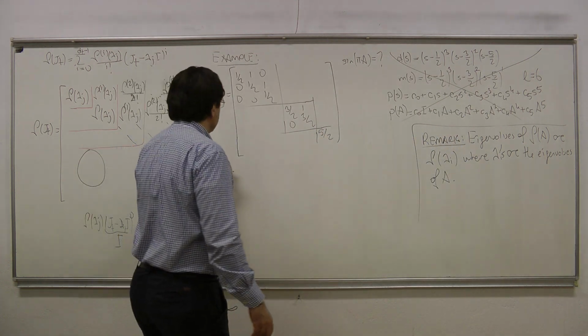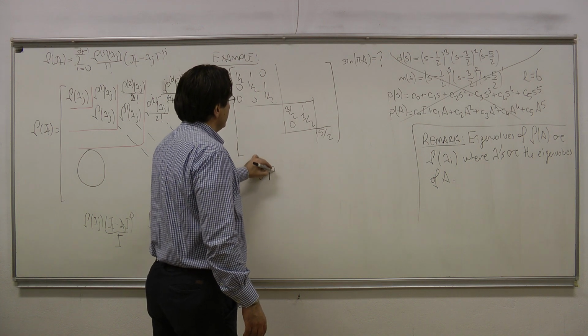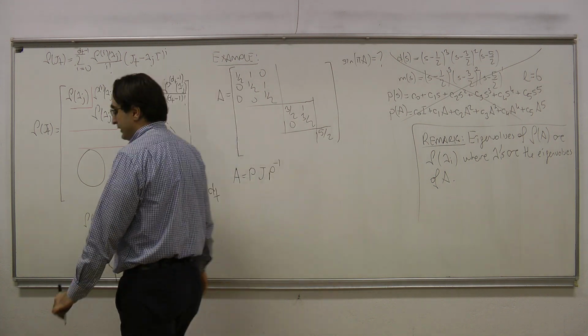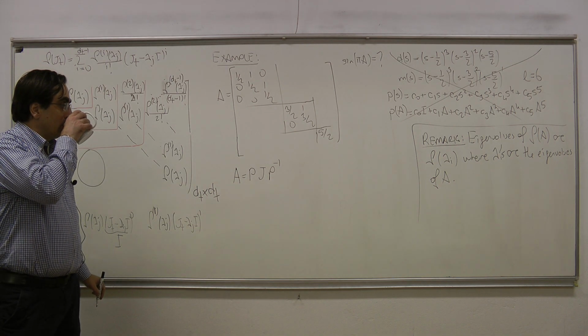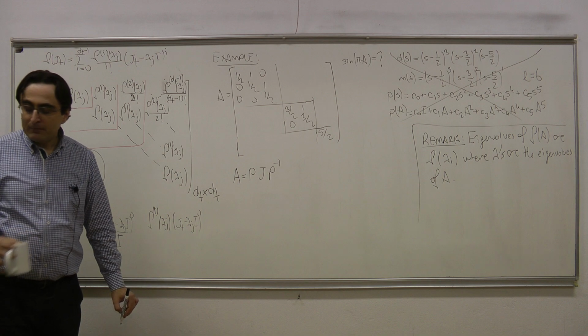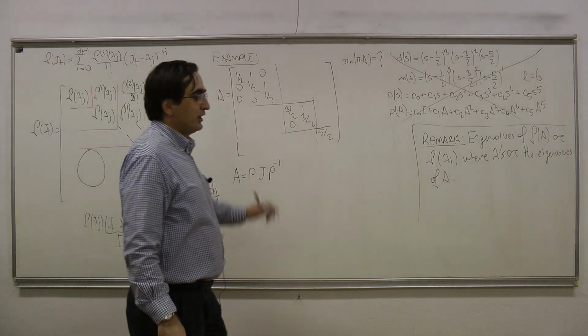So I'm going to use here A equals P J P inverse, the second method of calculation. And what is P in this case? How can you find P?